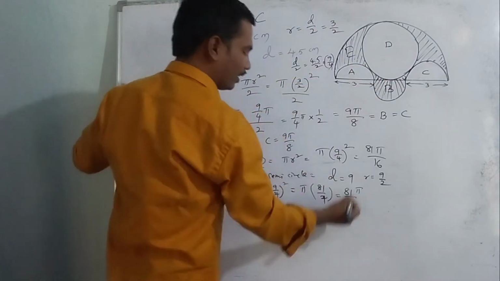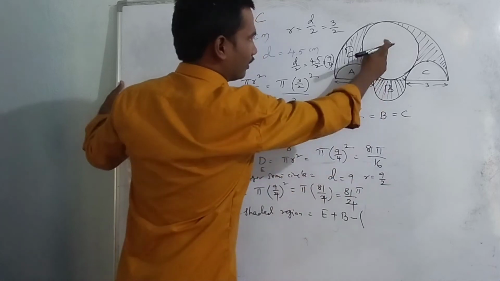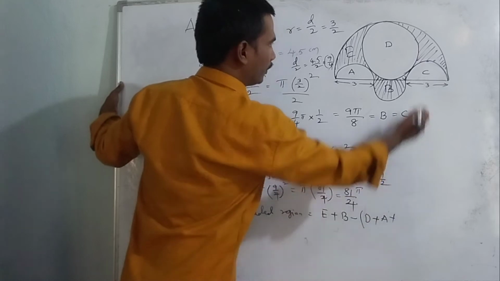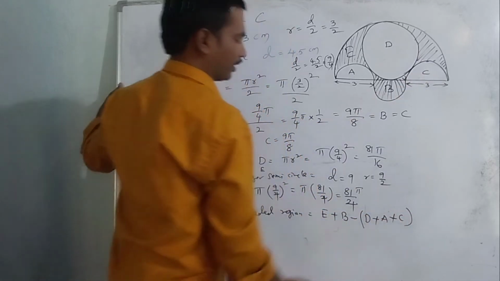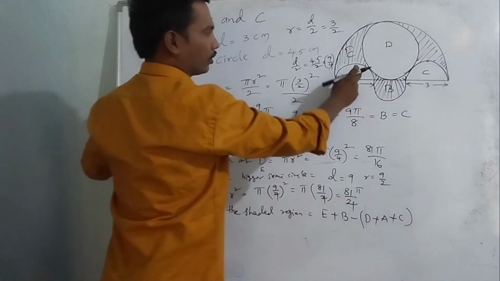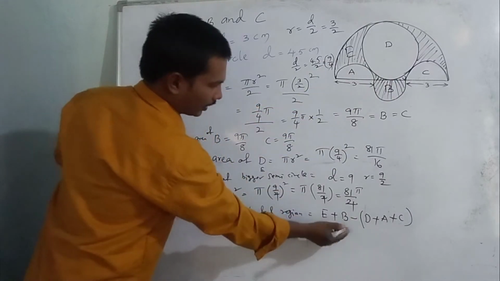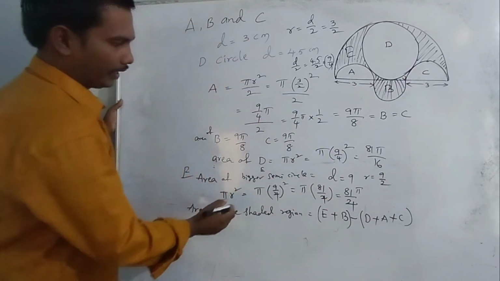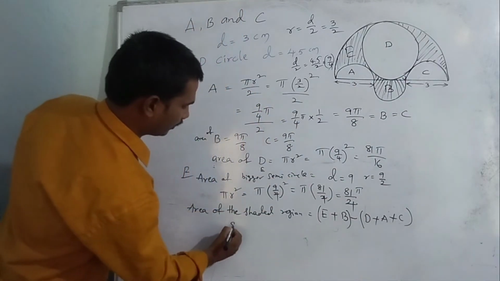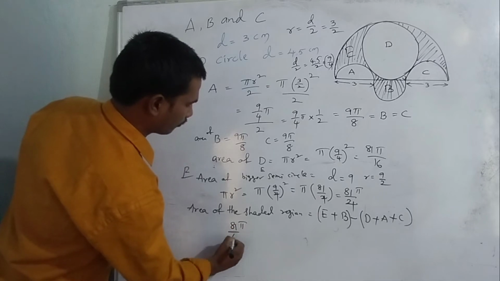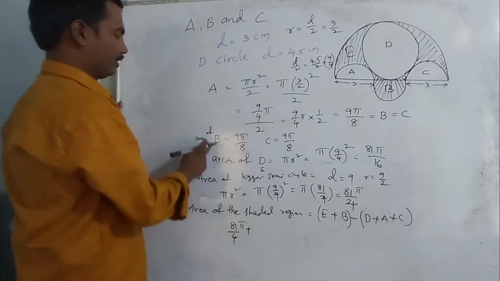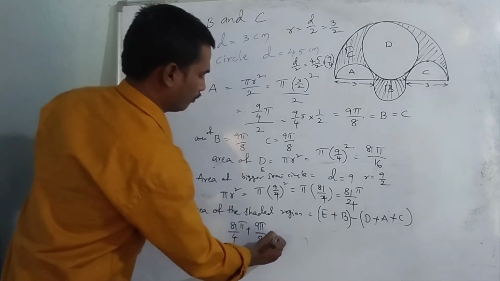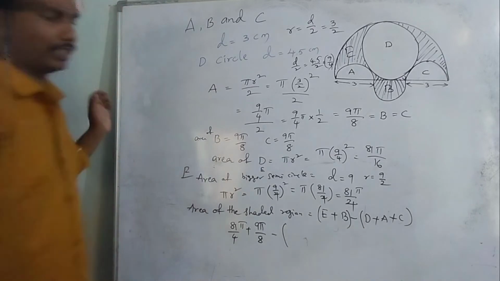What is the unshaded part? Area of D plus area of A plus area of C. These three are unshaded parts. So from the total area E plus B, minus unshaded area ADC. So area of E is 81 pi by 4, plus area of B, 9 pi by 8, minus area of DAC.